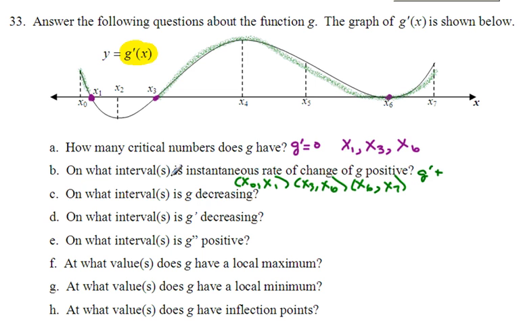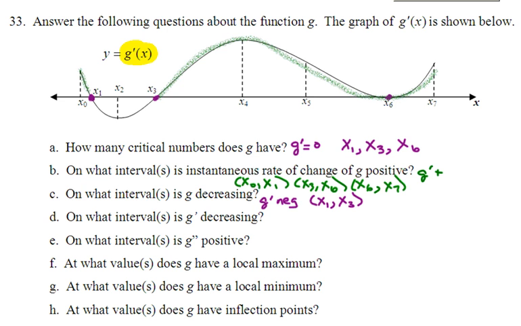All right, so g is decreasing when g prime is negative. Well, g prime is negative in this one bit that dips below. It's the opposite of the previous question. So from x1 to x3.